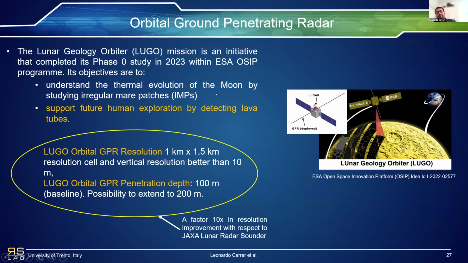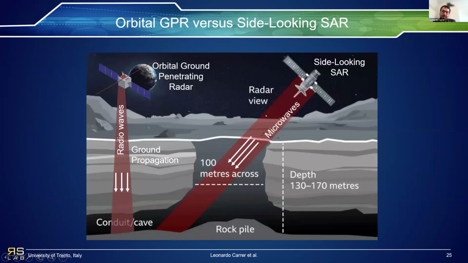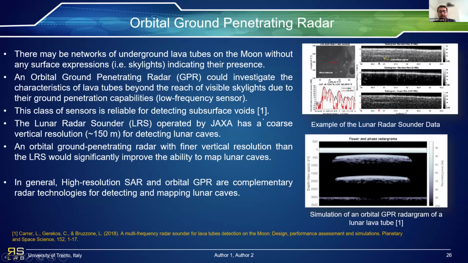Just to mention, there is this quite interesting project called LUGO. LUGO is a mission initiative from ESA, which has on board one of these orbital GPRs that I was mentioning. The resolution is quite interesting, because it is a factor of 10 better than what we have now on the Moon, which is the Lunar Radar Sounder operated by JAXA. So this just shows there are several initiatives for locating tubes on the Moon. One sensor could be this one, and maybe we can get another side-looking SAR with better resolution to have a perfect combination for finding more subsurface conduits on the Moon.